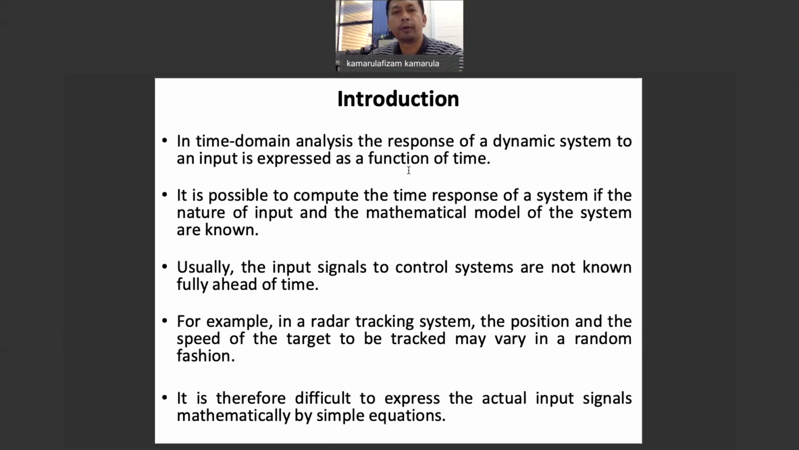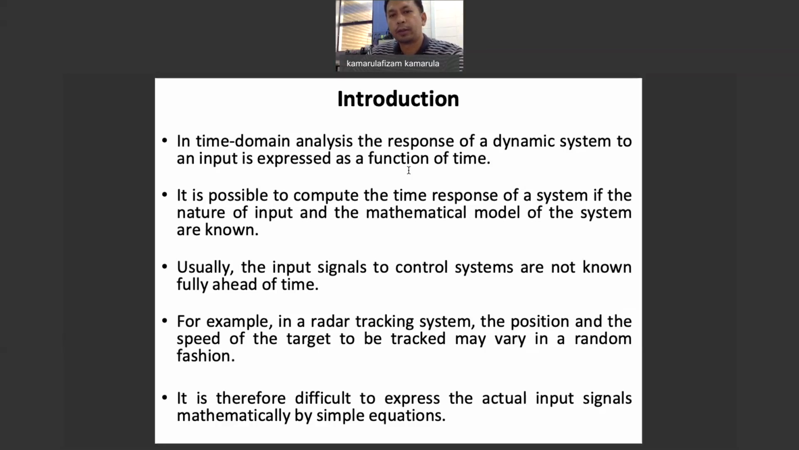This slide, basically I can summarize that any dynamic system, if you want to analyze the response, the response will be expressed as a function of time. Meaning that we can analyze the behavior of any dynamic system over a period of time, from the starting time t equal to 0 to the steady state condition. So this is basically the response behavior of any dynamic system.